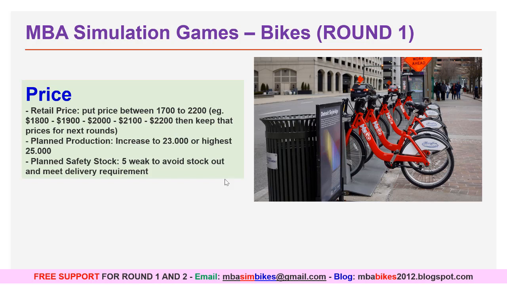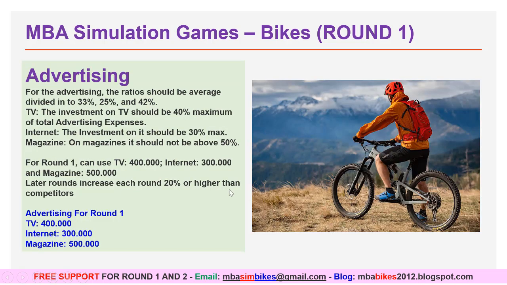And plant production we can produce from 23,000 to 25,000, and we keep 5 weeks to avoid stock out and meet delivery requirement of customer. And for decision for advertising, the rates should be averagely divided into 30, 20, 33, 25, and 42. To make it simple, we can say 30, 20, and 50 if you want.